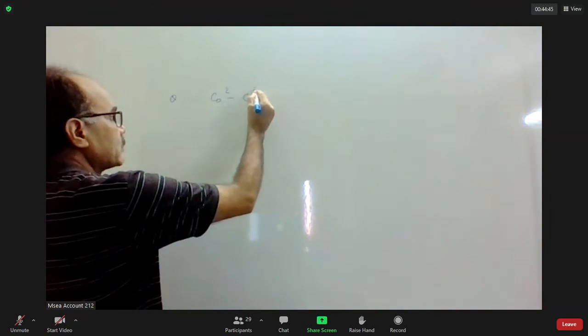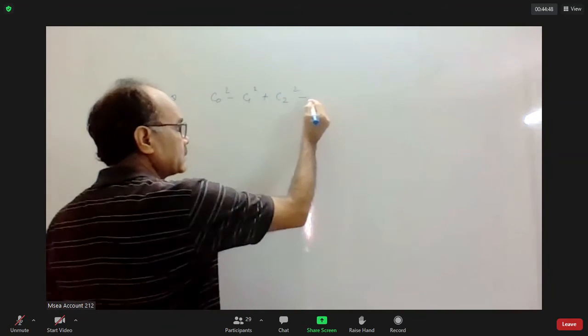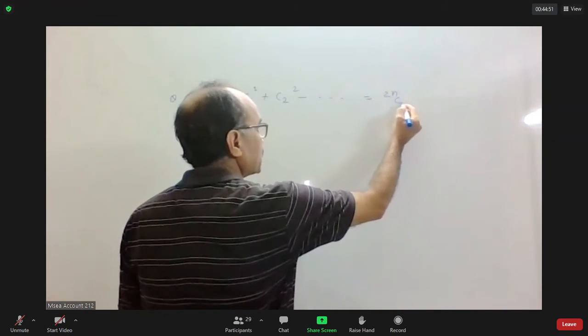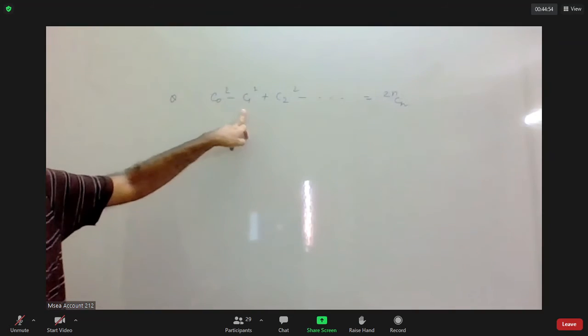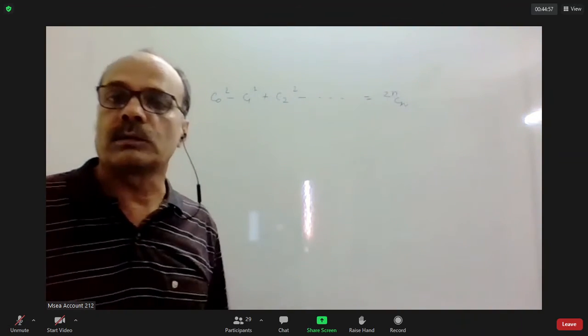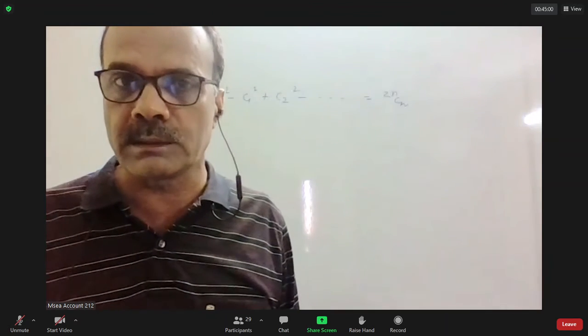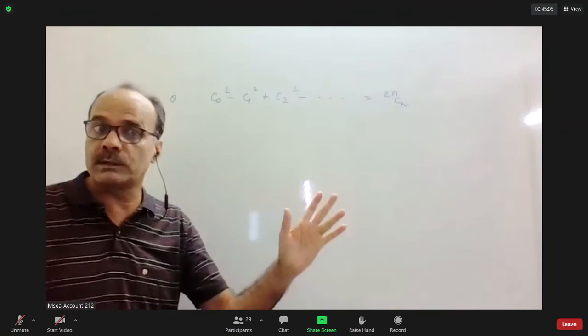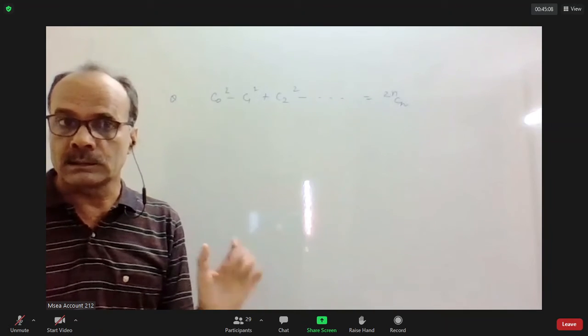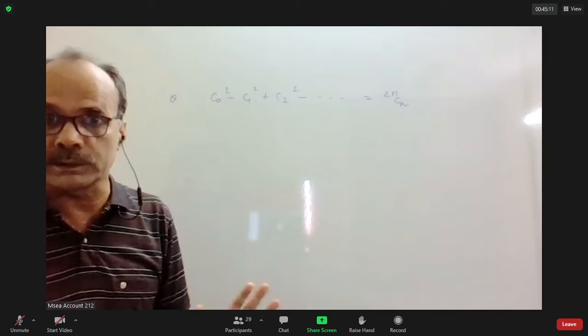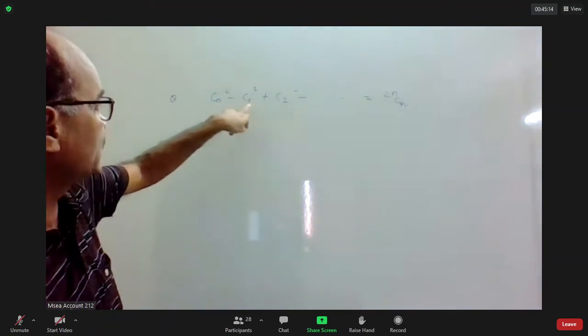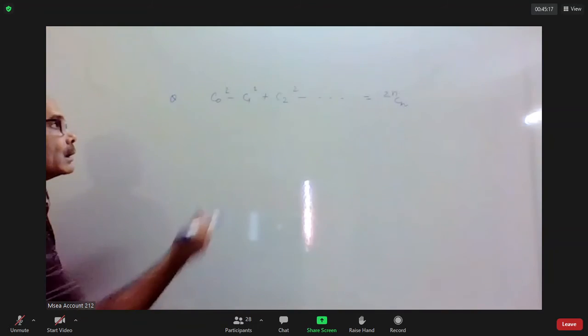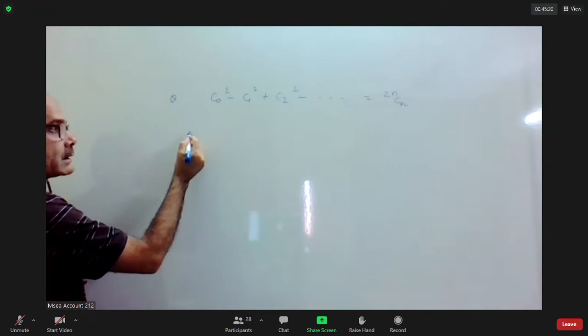Next, come to multiplication. Find the value of C0 square minus C1 square plus C2 square. This we sometimes need to remember because it will come again and again. The very first question today that we discussed was A0 square minus A1 square plus A2 square. There we have to multiply two series. Binomial coefficients are multiplied. So whatever we need to prove, we have to take the basic series.